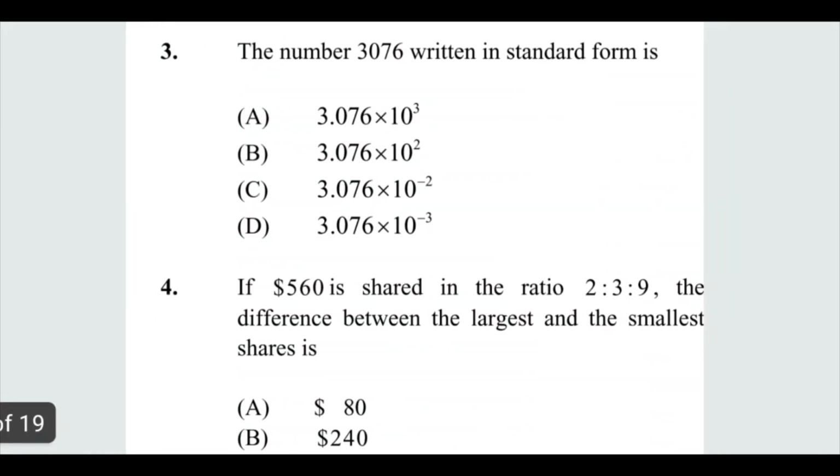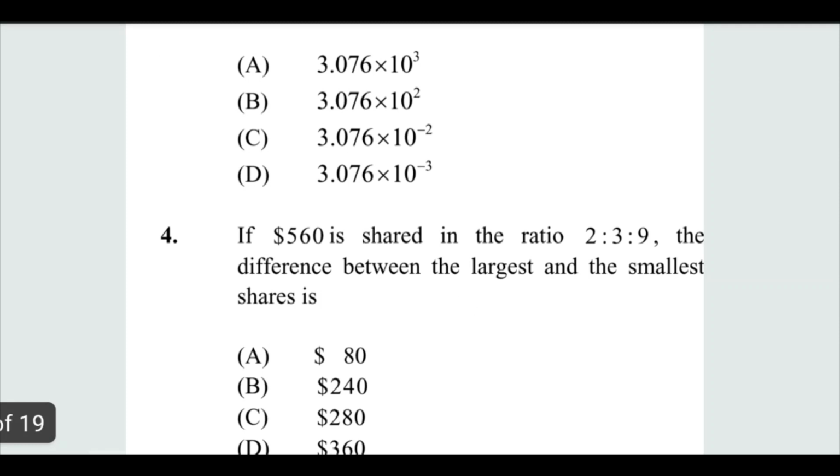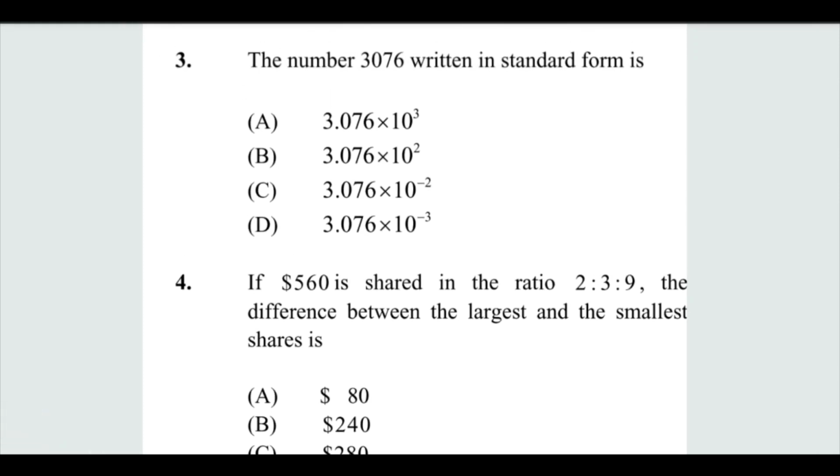So let's move on. Alright, so we have a simple one here. The number 3076 written in standard form, that is very easy, right? Did this plenty times. 3076 in standard form. What we do is move the decimal point to the first two numbers. The decimal point is here, so we move it 1, 2, 3 times.